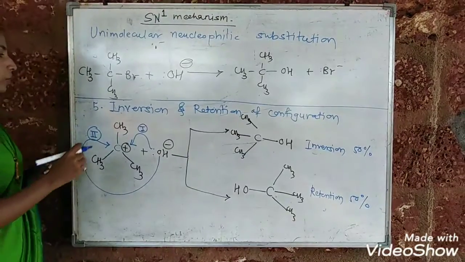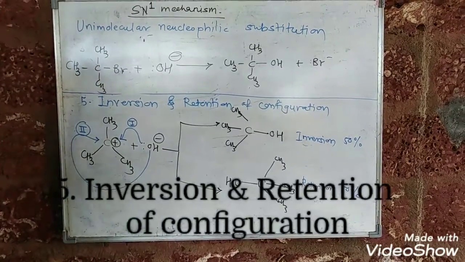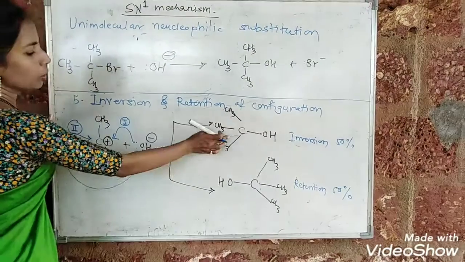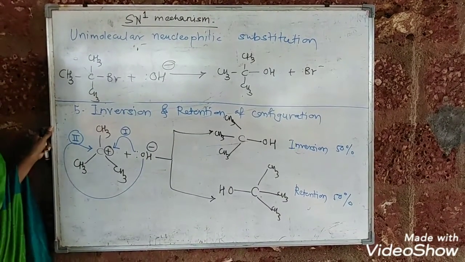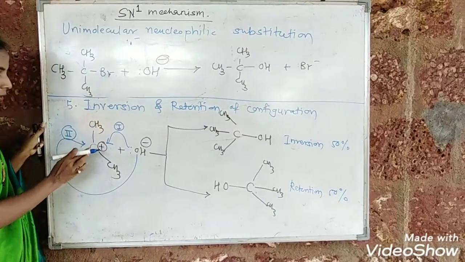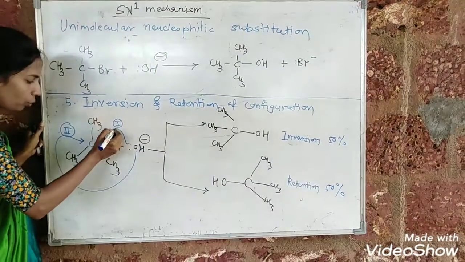The fifth feature is the configuration of the product. If we start with the carbocation, the final product which is formed is a mixture of two products: 50% inversion and 50% retention. What happens when OH approaches the carbocation? This carbocation is free from both sides, so it may attack from the front side.